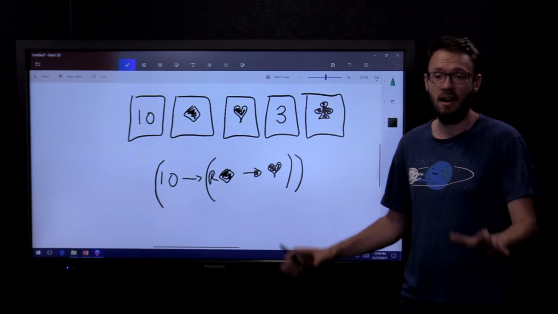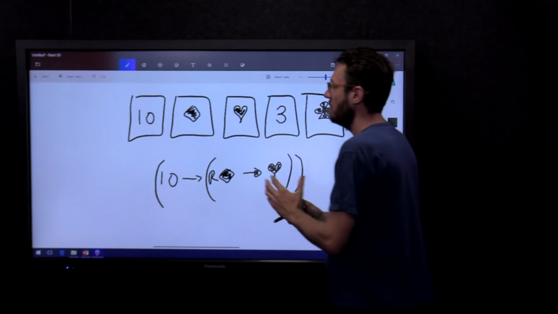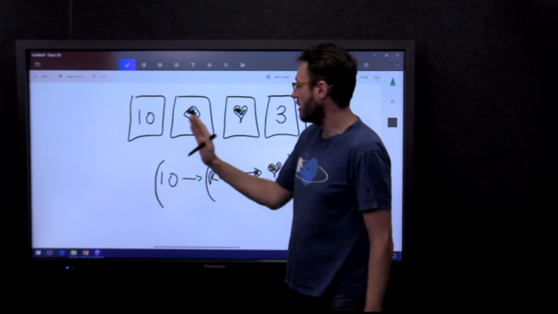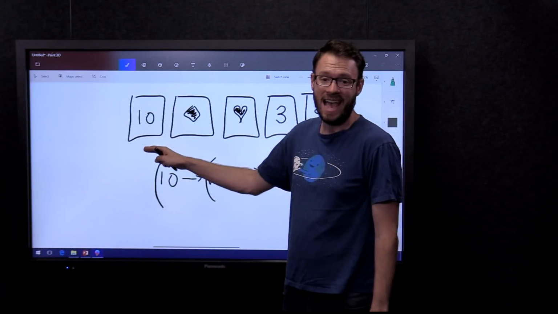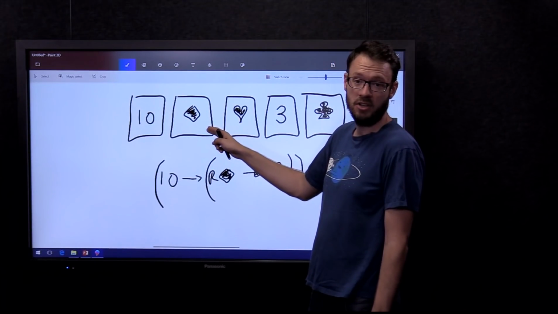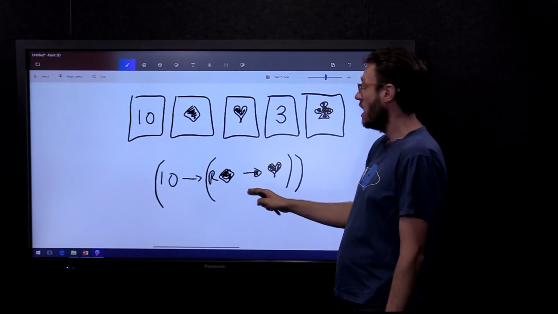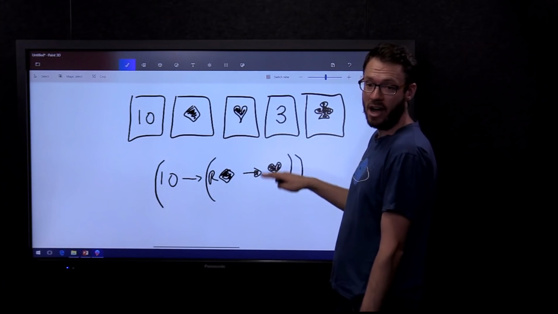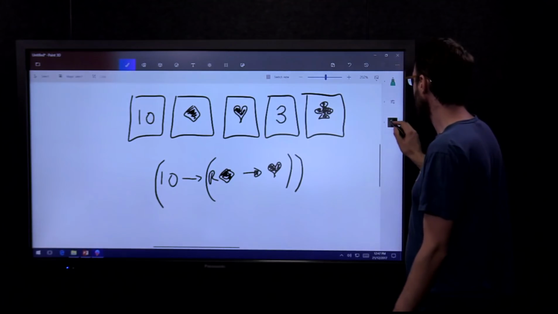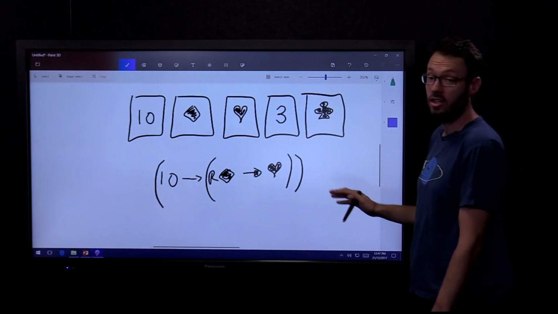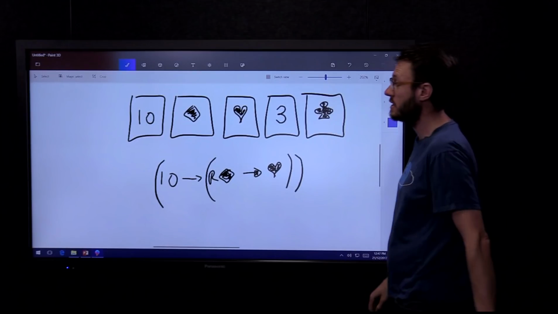All right, so let's start with the easy case. Let's start with this 10. So if we look at the card, we've got a 10 on this side, and the card to the right of it has a diamond on the other side. Given that this condition is met and this condition is met, we've got to check that final condition in order to rule out that this conditional is false.